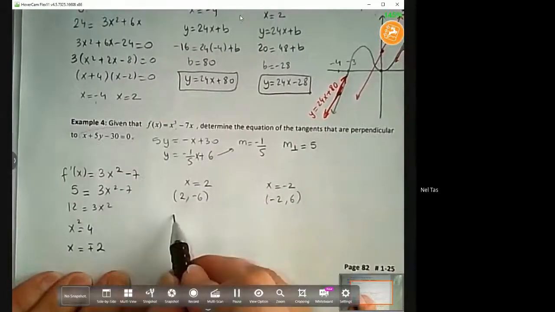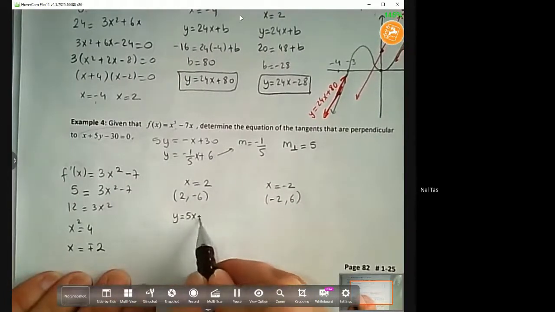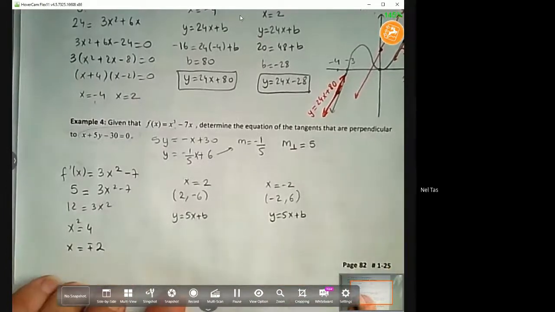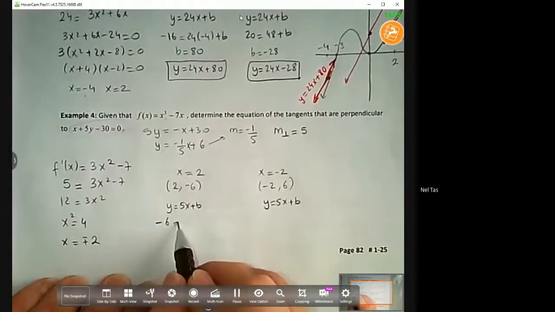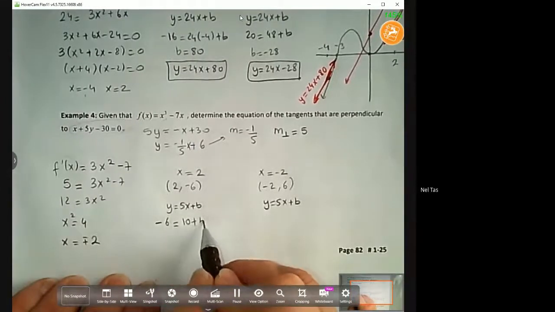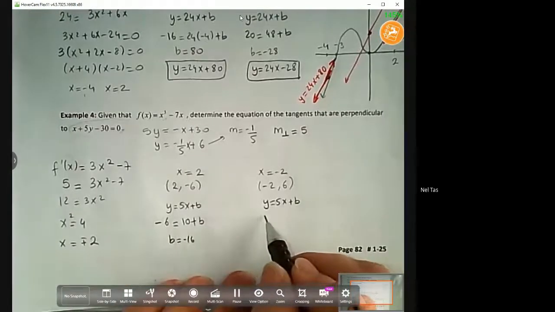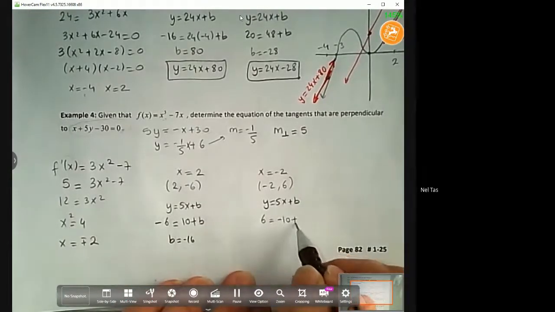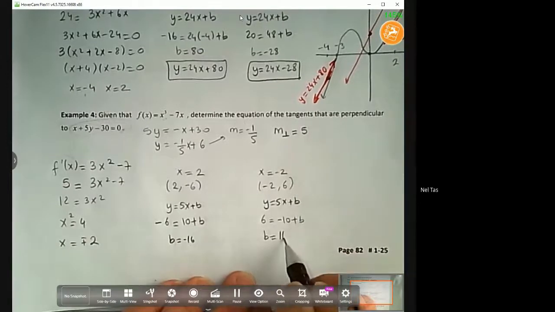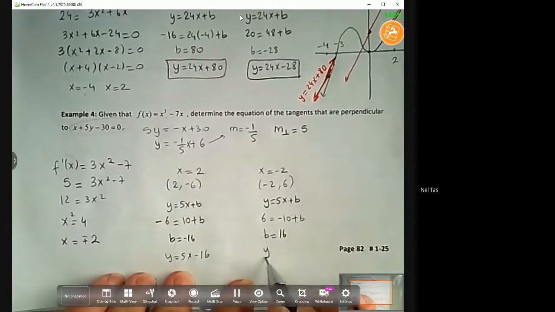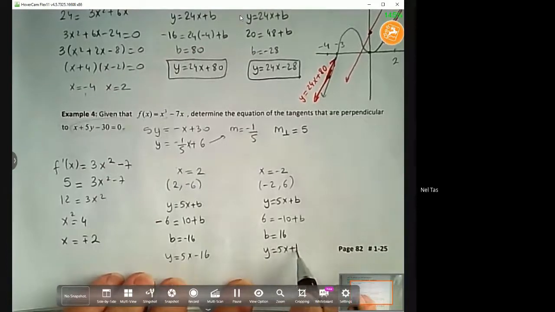y equals 5x plus b. Let's calculate b. Negative 6 equals 10 plus b. b is negative 16. 6 equals negative 10 plus b. b equals positive 16. So the equation of this tangent is y equals 5x minus 16. And this one is y equals 5x plus 16.